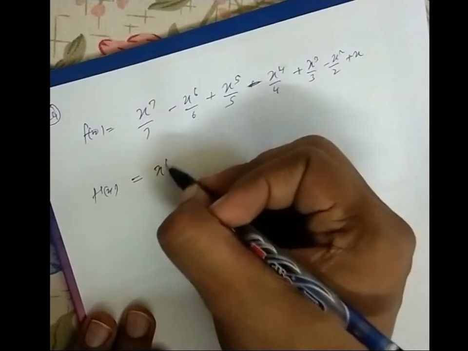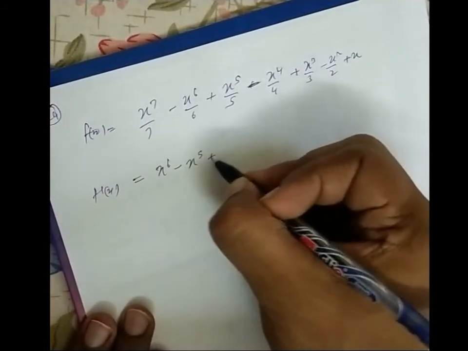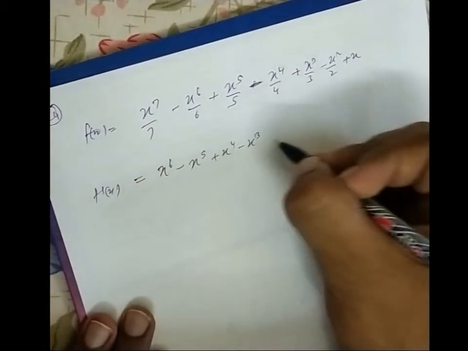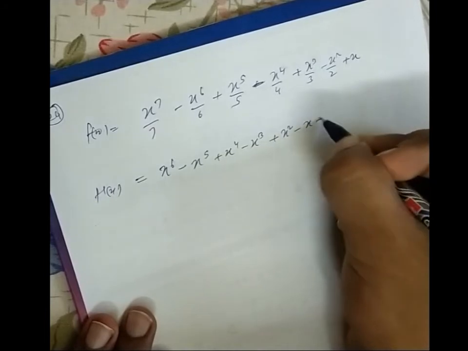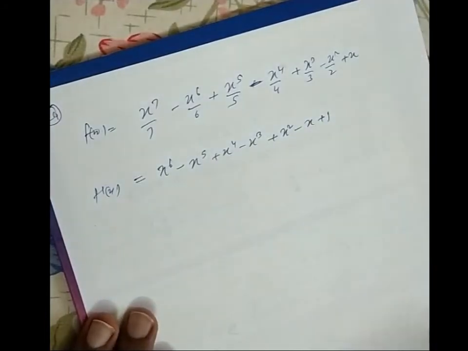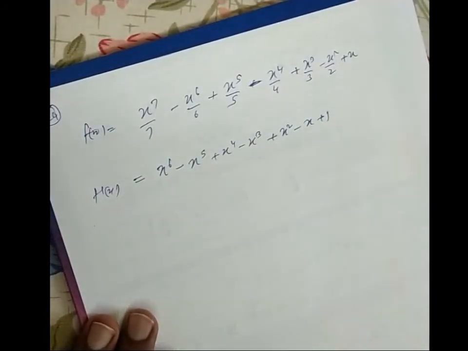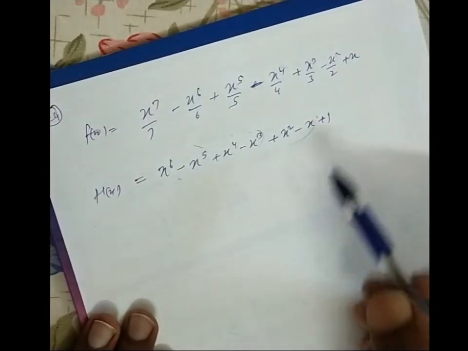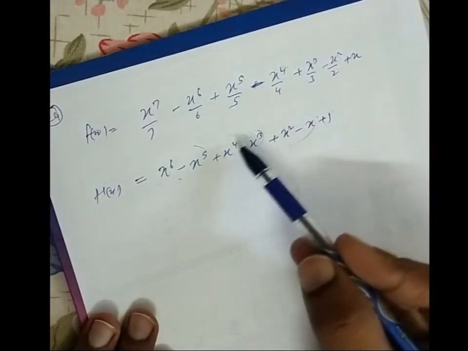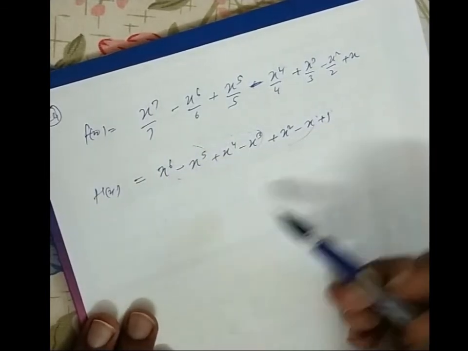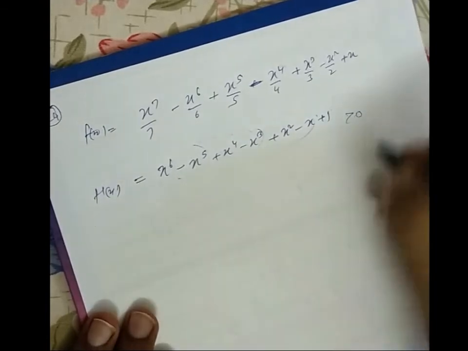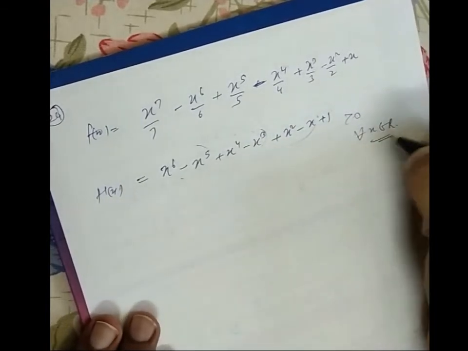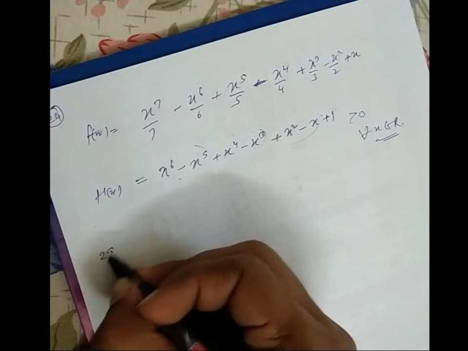x power 6 minus x power 5 plus x power 4 minus x cube plus x square minus x plus 1. So when x is negative, this entire thing is going to be positive. When x is greater than 1, this is positive, this is positive, this is positive. When x is between 0 and 1, this is positive, this is positive, this is positive, this is positive. So f dash x is greater than 0 for all x belongs to R. Moving on to the next question, question number 25.